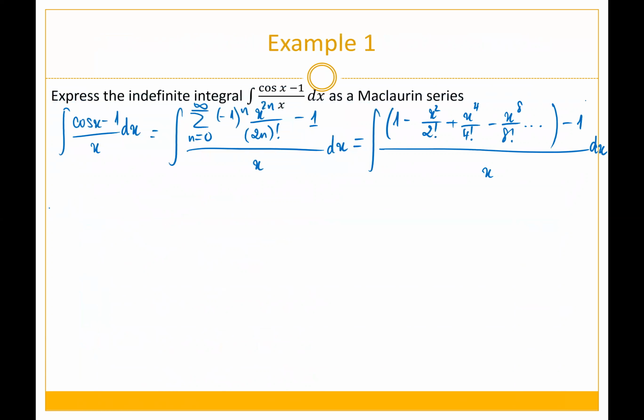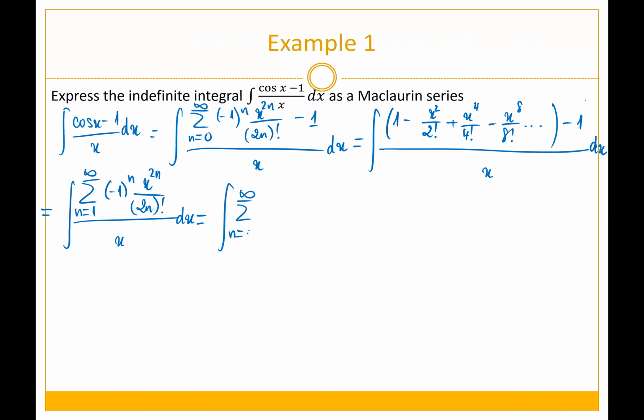So what does it give you? Basically the 1 cancels out, so the first term of n equals 0 in this series disappears. So you only have from n equal 1 to infinity, negative 1 to the n, x to the 2n divided by 2n factorial, over x dx. So the only thing changed is your starting n. Now let's do some algebra before you take the integral. So you have x to the 2n minus 1, because you divided by x, over 2n factorial dx.